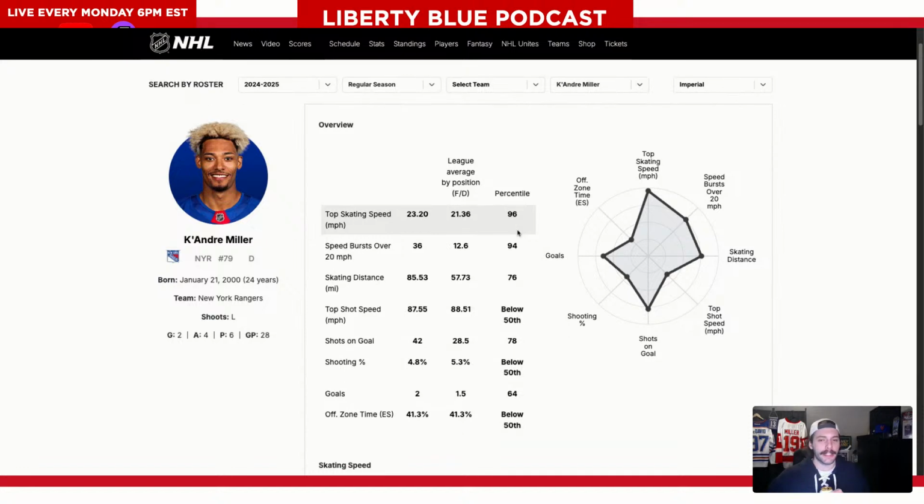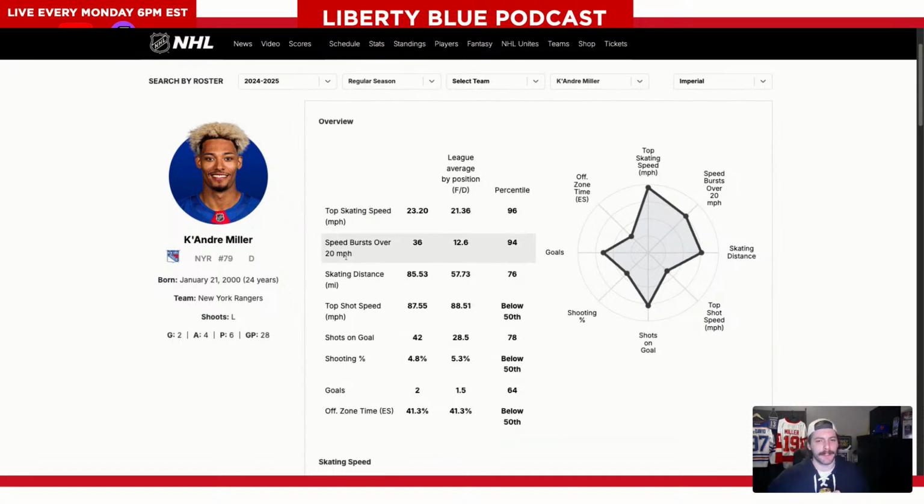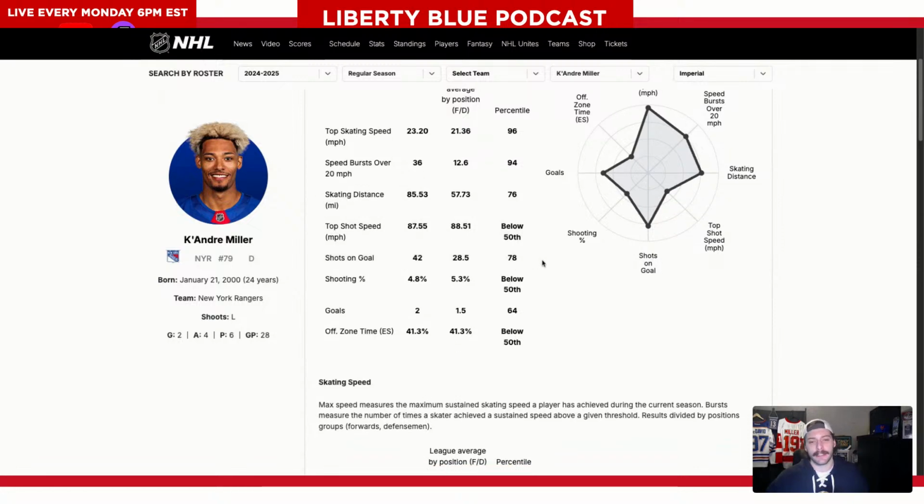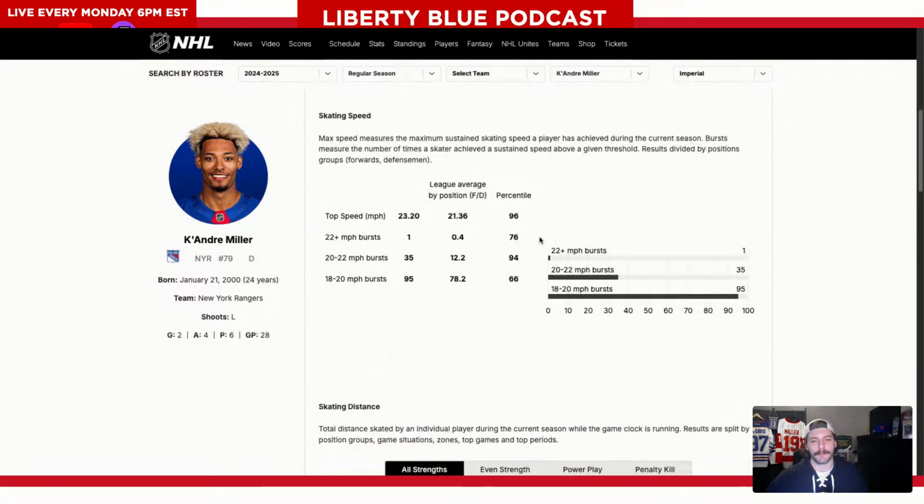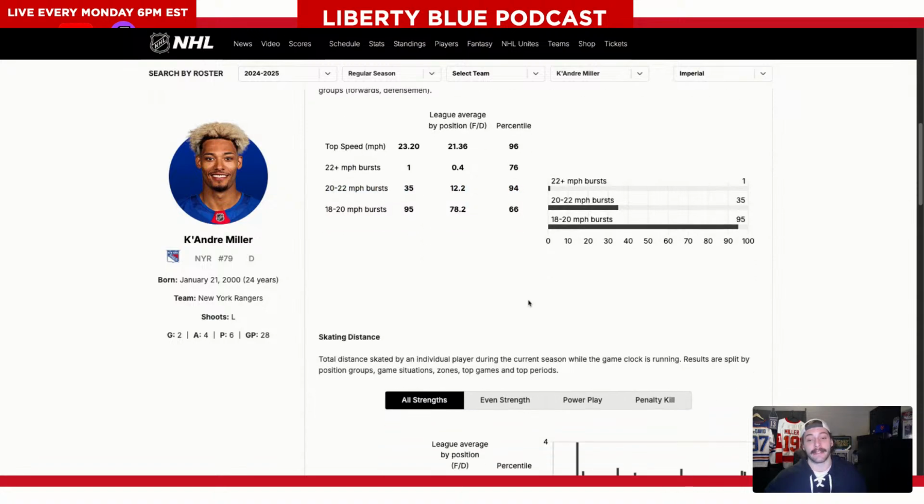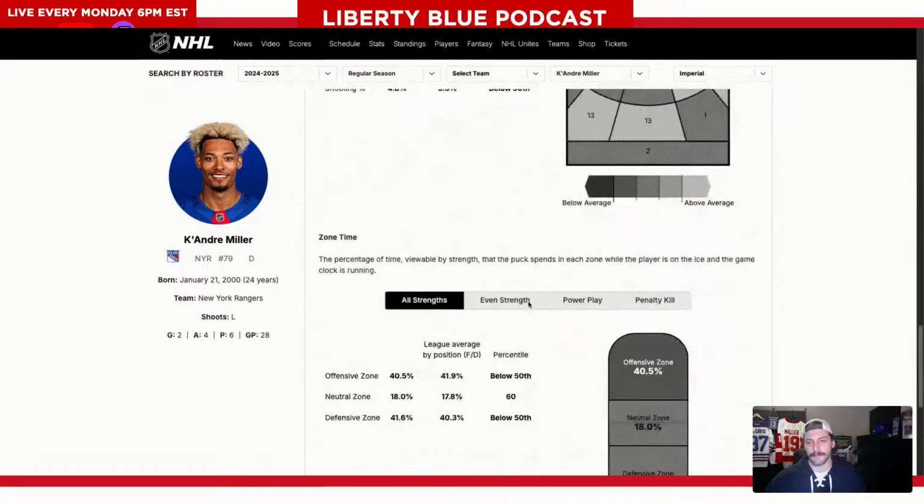But Miller's a strong skater. He's got high-end speed, bursts over 20 miles an hour, covers an above average amount of distance, lots of shots on goal, poor shooting percentage. Then when you look at the skating, 76th percentile above 20, 76th percentile above 22, burst one. It's by position, so it makes sense that he's only got one of these because he's not going to get a lot of opportunities to build up that much speed in a straight line. High-end speed, and then strength, and so on.